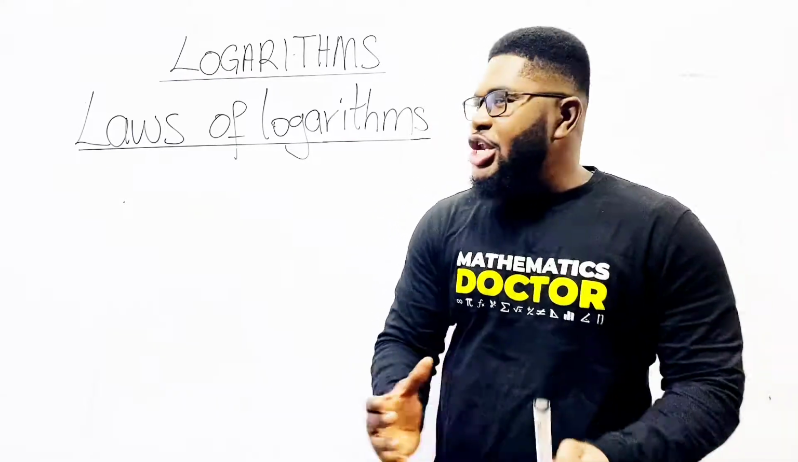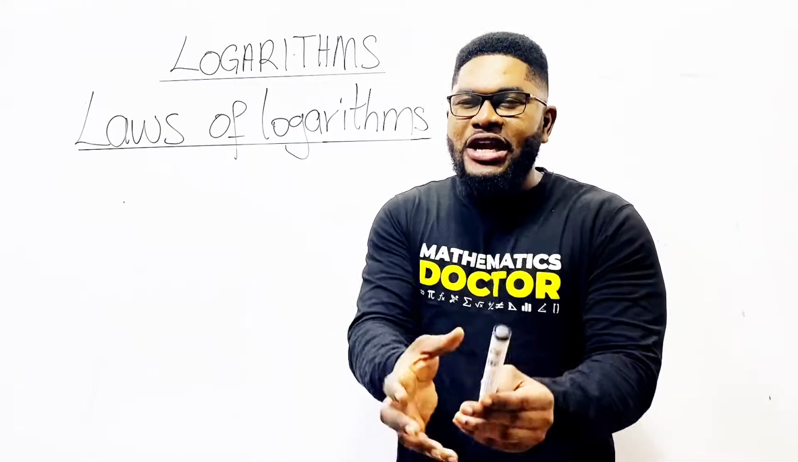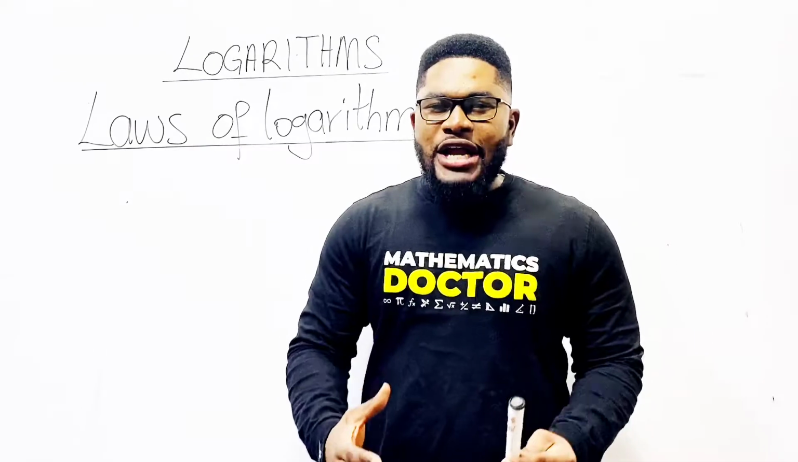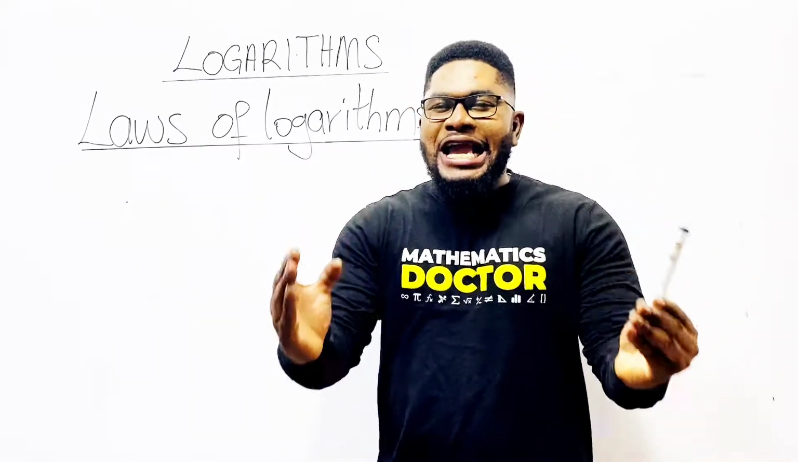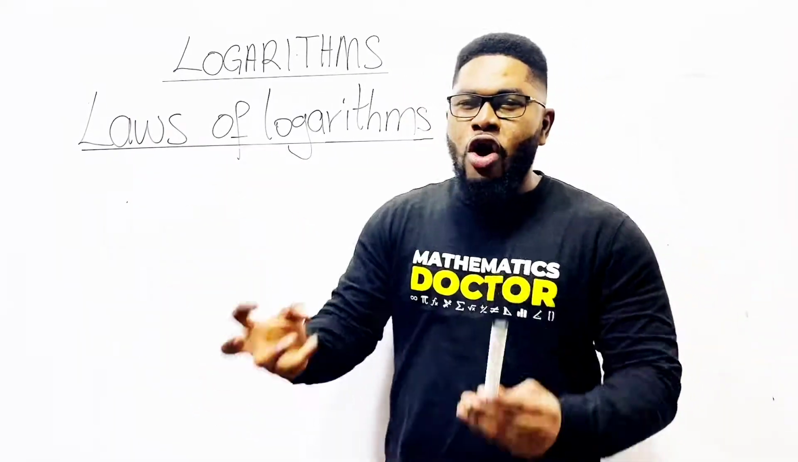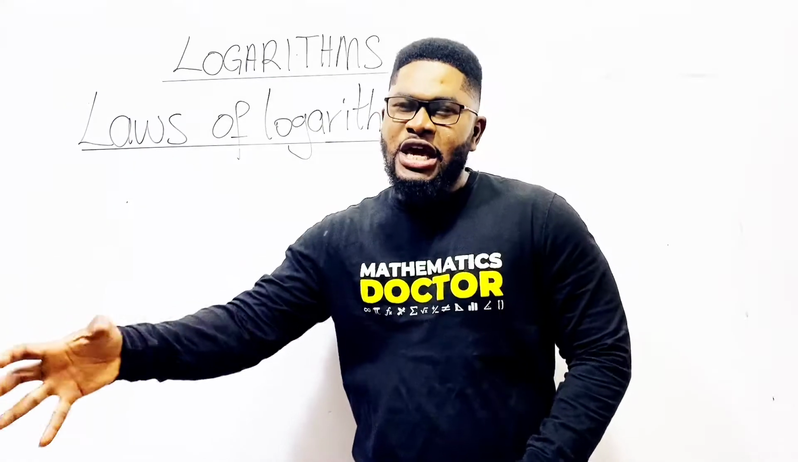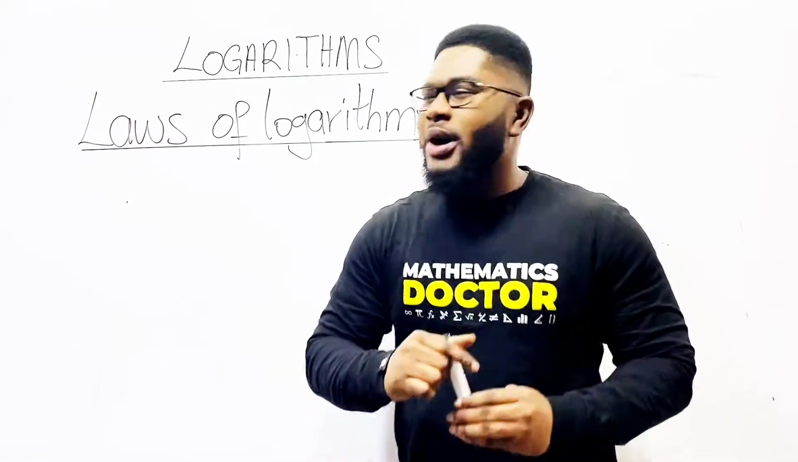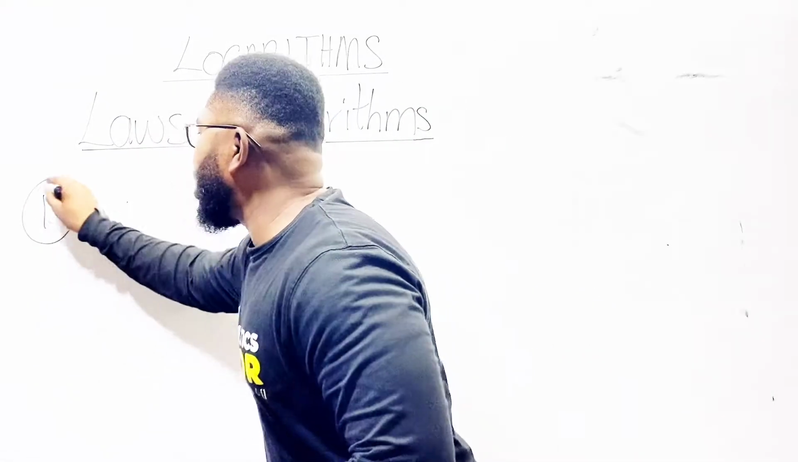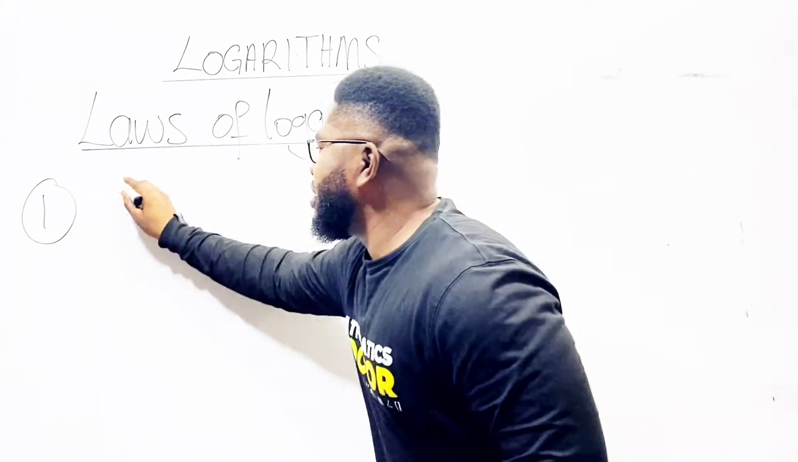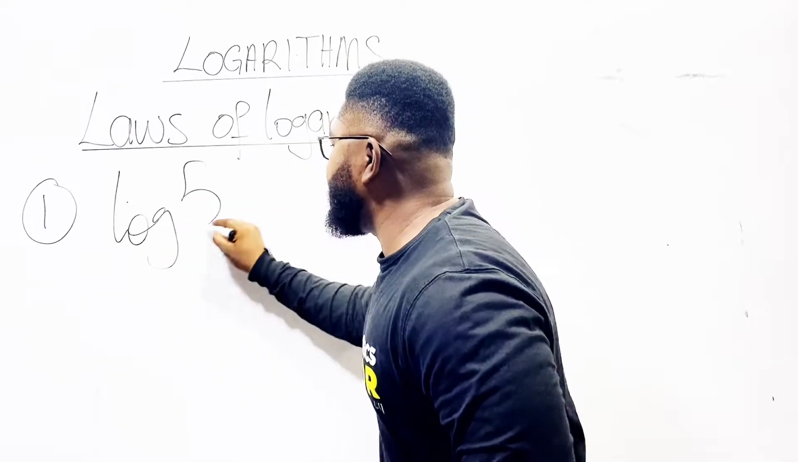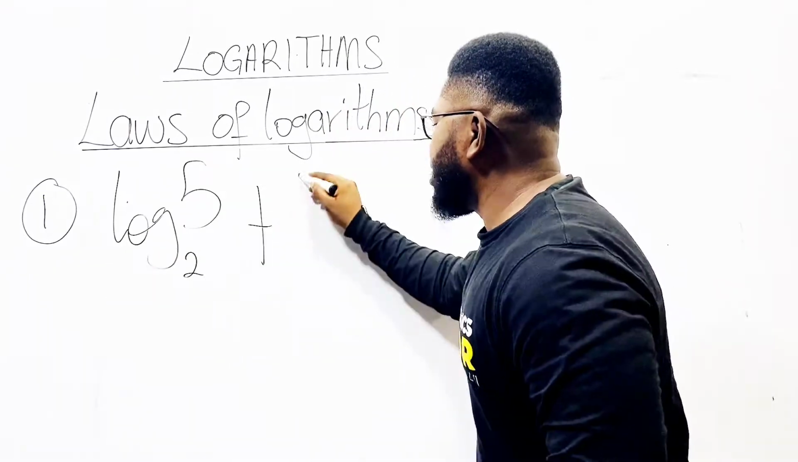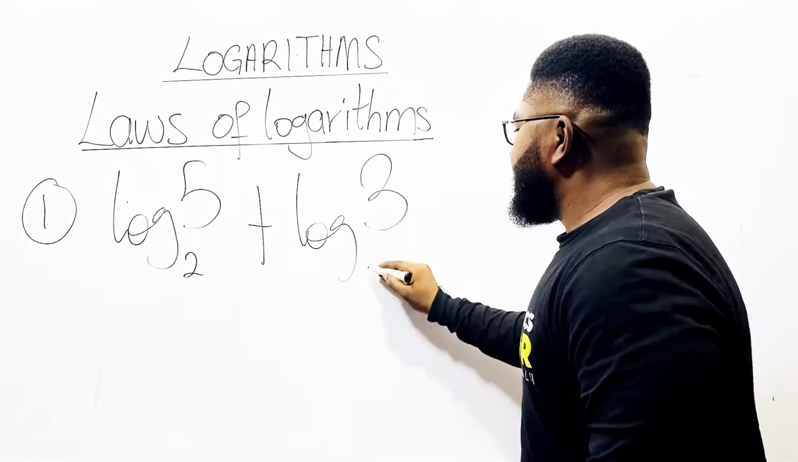If you remember, I introduced a single log whose final answer gives you a decimal. That is the reason why the laws of logarithms are there to guide you to handle those values of log that will result in decimals. It will show you how to handle them well. Let us zoom into the laws of logarithm. Now, law number 1, that is the first law of logarithm. Let me give you a log question. Log 5 base 2 plus log 3 base 2.